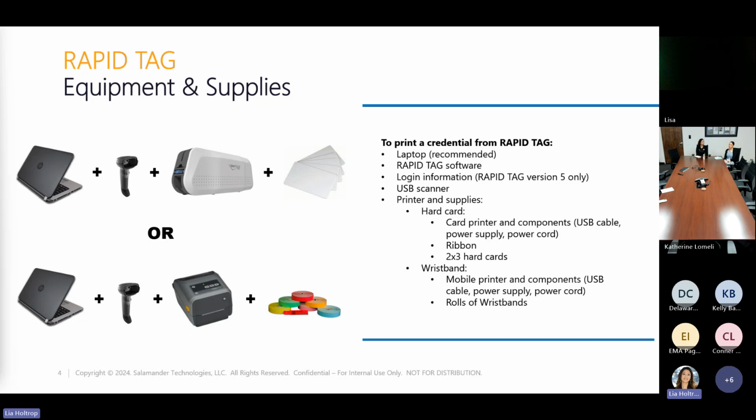Also, the RAPID TAG install package comes with a bunch of standard RAPID TAG designs for you to select from. The design that you select will be dependent on the type of printer and media you'll be using. So you'll see here I've got two samples. With RAPID TAG, you can choose to print hard cards, which would mean that you would have your hard card printer installed on that laptop or that computer. And then for wristbands or other label type designs, you want to make sure that you have your mobile printer. We always recommend RAPID TAG being installed on a laptop because that makes it mobile, so that you can transport that from site to site.